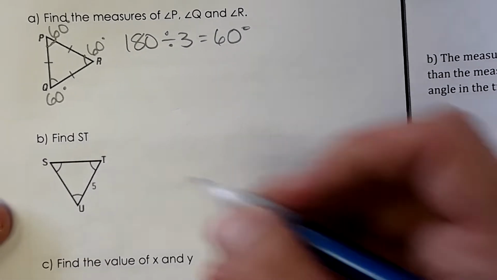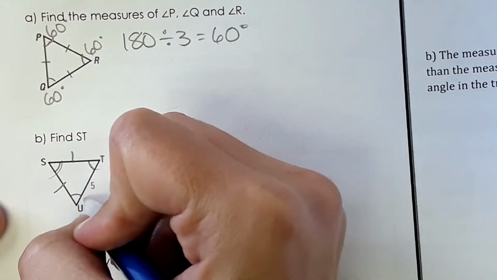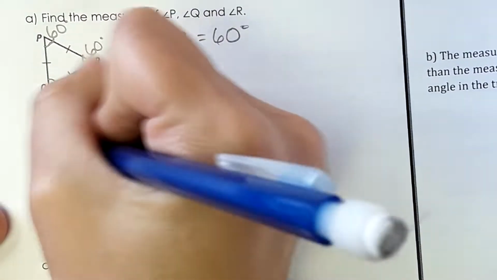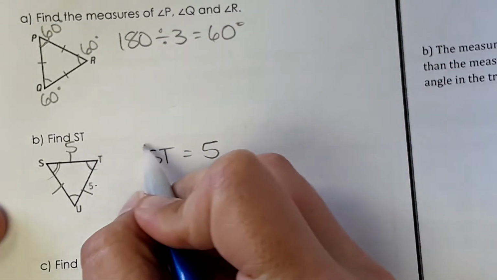And then for the next one, find ST. We see that all the angles are the same measure, so therefore all the sides are the same measure. It tells us that this side is 5, so this side must be 5 as well. ST equals 5.